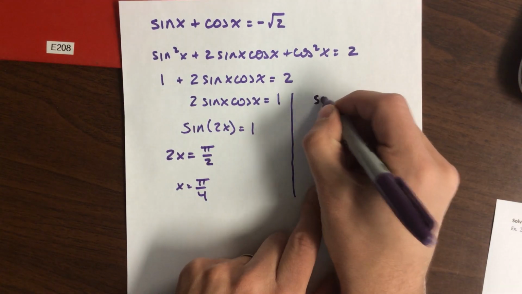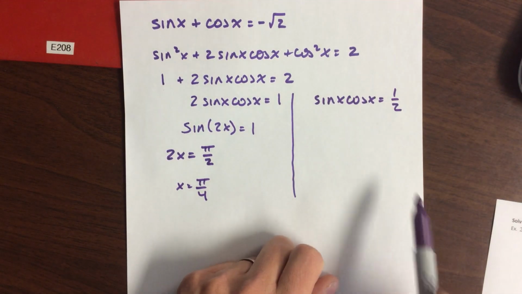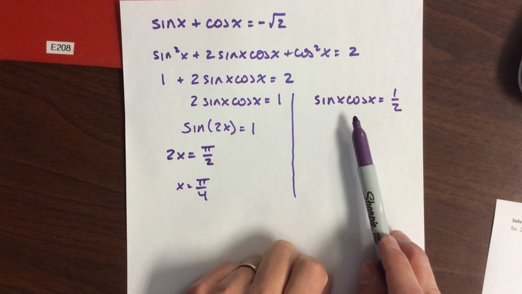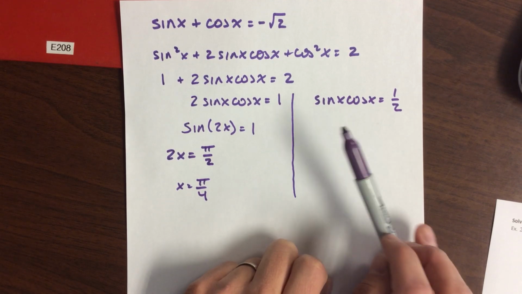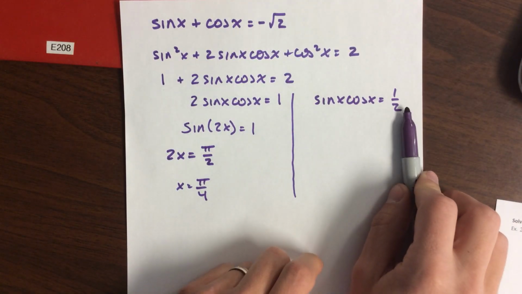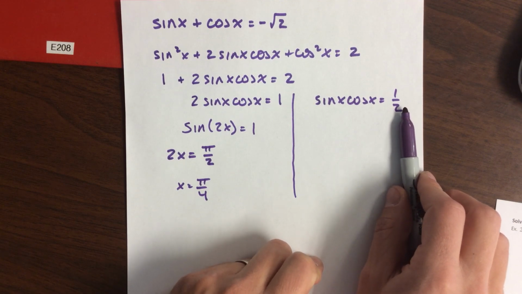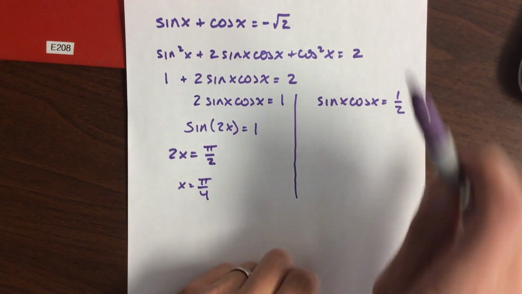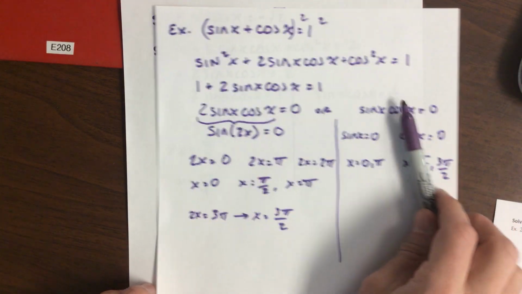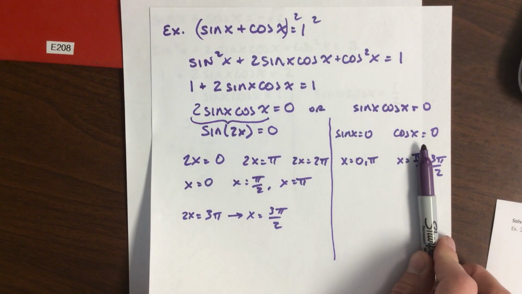Or, if we divide by 2, we've got sine of x times cosine of x equals 1/2. How do we proceed from this point? We need two numbers that multiply to 1/2. How many different numbers are there that multiply to 1/2? Quite a few of them. Splitting them up only works if the product is equal to 0, because if something multiplied by something is 0, one of them has got to be 0. That's called the zero product property.